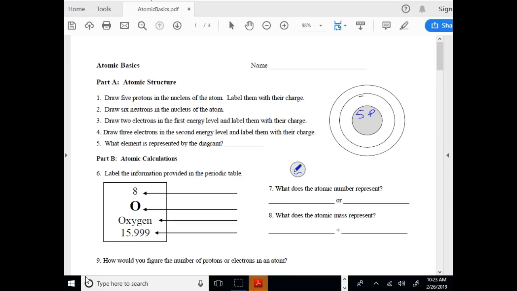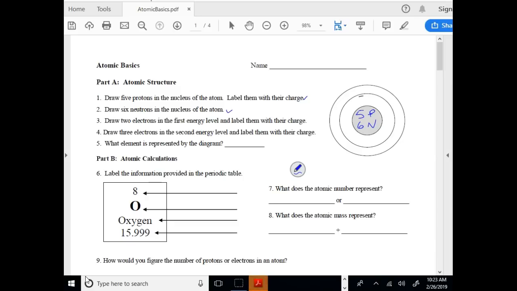Number two says draw 6 neutrons. I could draw 6 circles there, but at the same time, I simply do a 6 and an N. So now I have 5 protons and 6 neutrons, keeping in mind that your numbers of protons and neutrons are not always the same. Number 1 and 2 are done.